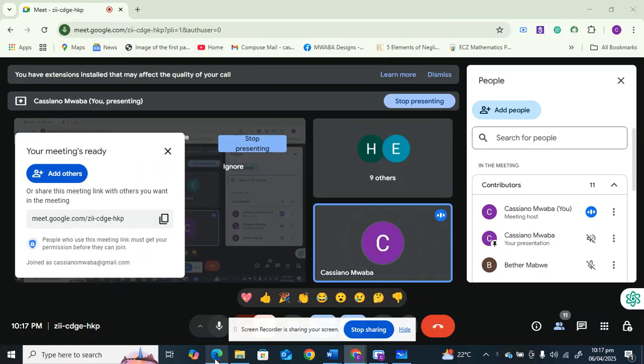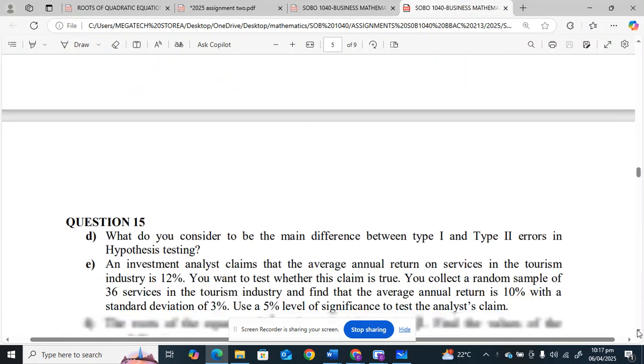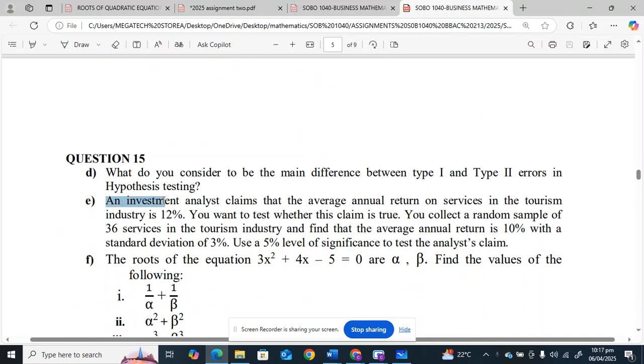Okay, so let me read the question out. An investment analyst claims that the average annual return on services in the tourism industry is 12%. You want to test whether this claim is true. You collect a random sample of 36 services in the tourism industry and find that the average annual return is 10%, with a standard deviation of 3%. Use a 5% level of significance to test the analyst's claim.